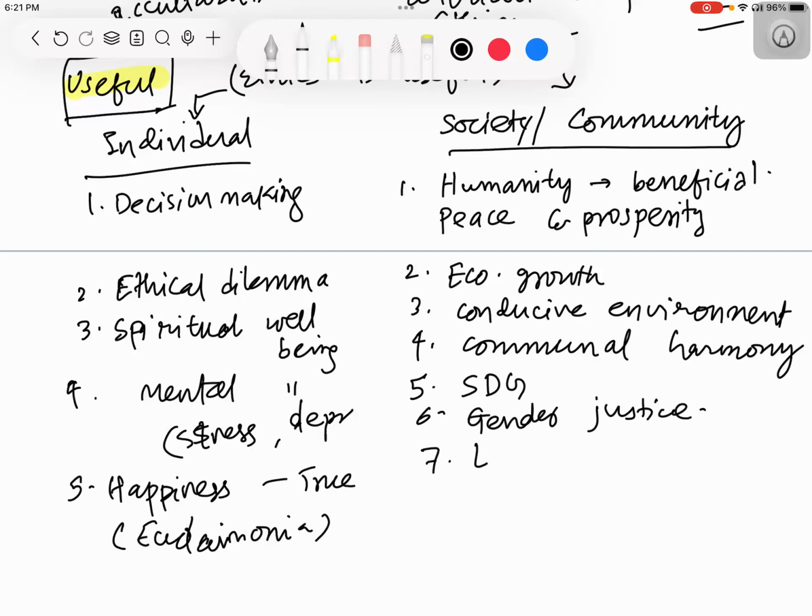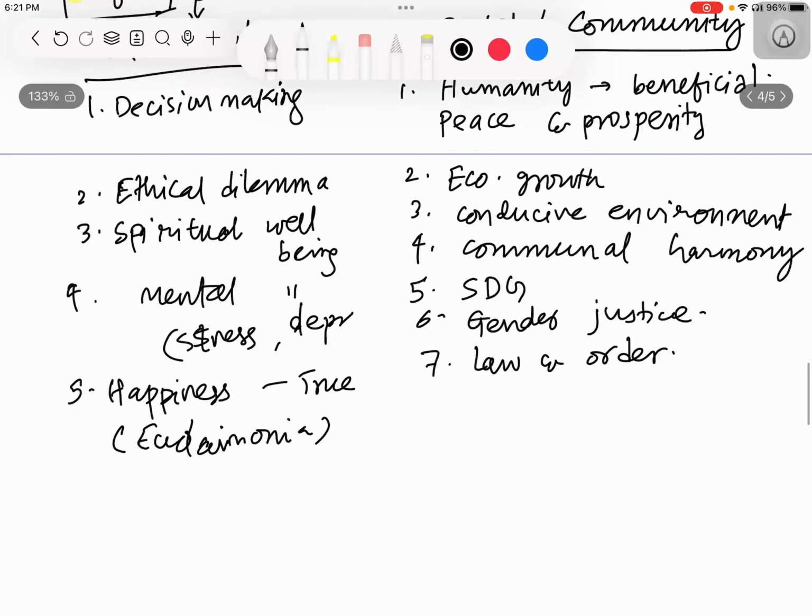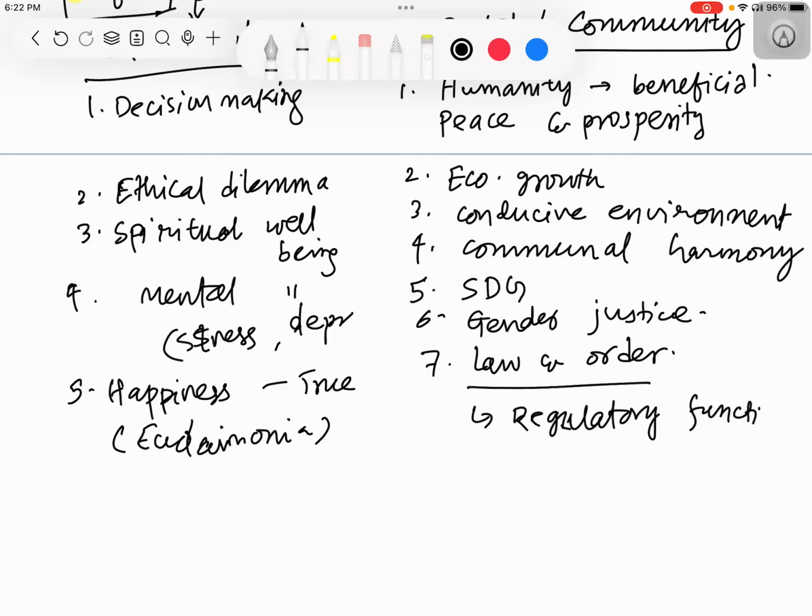We'll say that in general it also helps law and order. If you are more ethical, then you will have less amount of law and order problem, right? Less level of law and order problem. Can you also say that in law and order, the regulatory functions of ethics, we can talk about that.